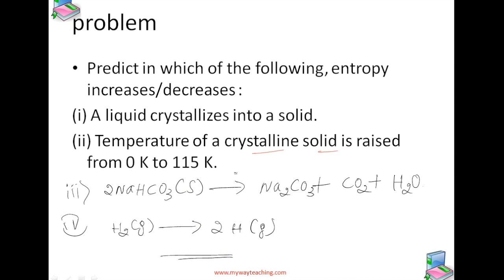Next I am going to give a solution for this question. For the first question: a liquid crystallizes into a solid. What happens in this? After freezing, the molecules attain an ordered state and therefore entropy decreases. In the first one, entropy decreases. The molecules crystallize into a solid, and after freezing, the molecules attain an ordered state.